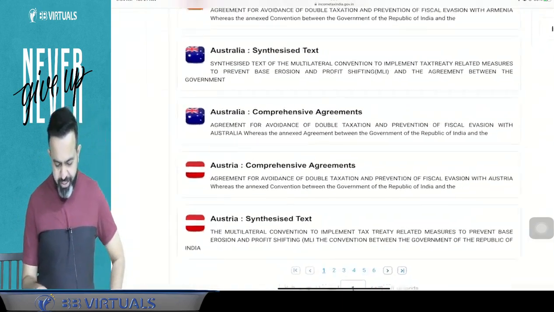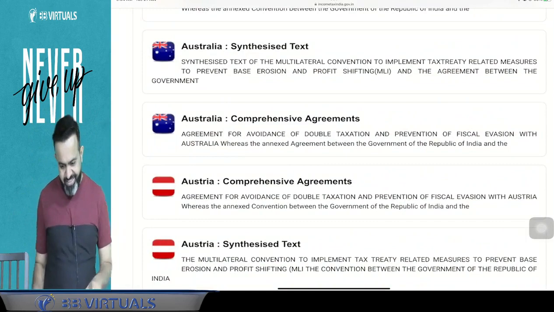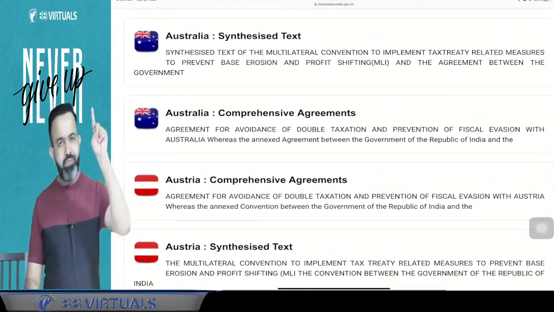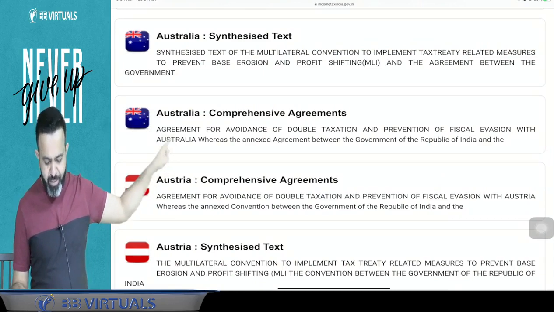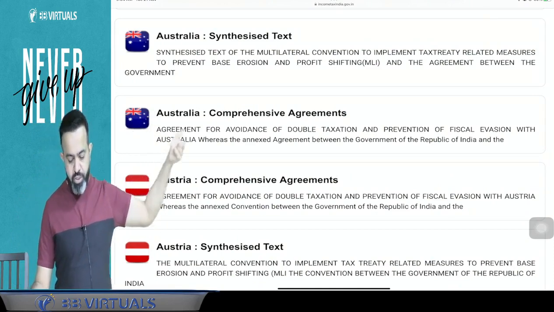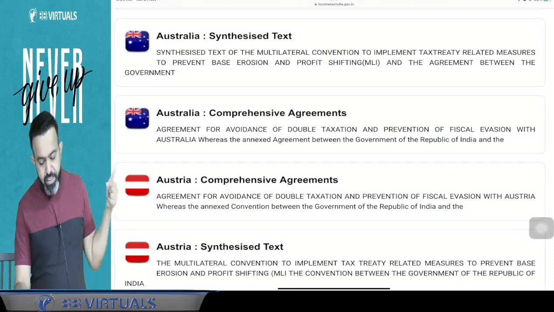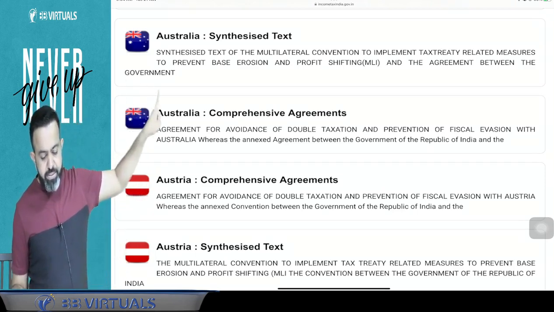Like with Australia. See here, with Australia we have two agreements. One is the Australia Comprehensive Agreement, that was the first agreement. So here, if you read, the agreement for the avoidance of double taxation and the prevention of fiscal evasion with Australia, whereas the annexed agreement is between the government of the Republic of India and the Republic of Australia. Now guys, there is a synthesized text.